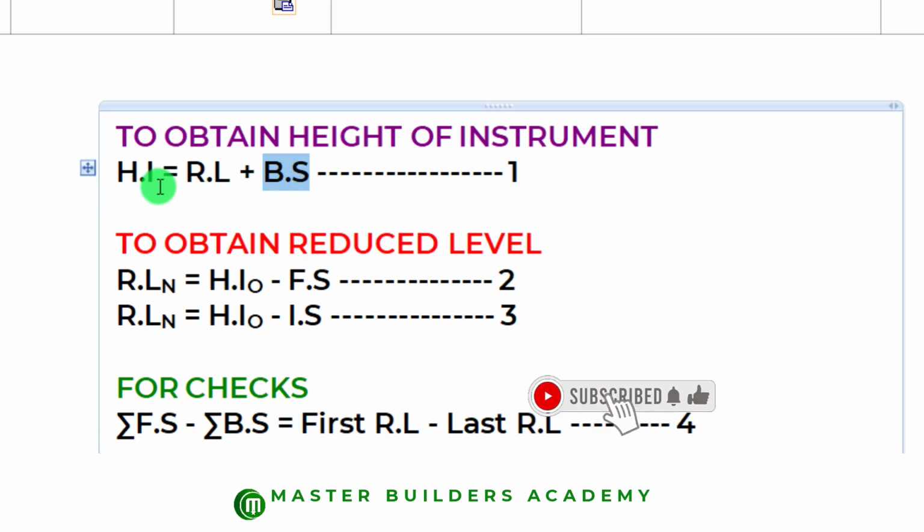That is the basic law for height of instrument. It therefore shows that if there is no backside, the height of instrument remains the same. The height of instrument only changes at a point where there is a backside. Otherwise, you maintain the same value.